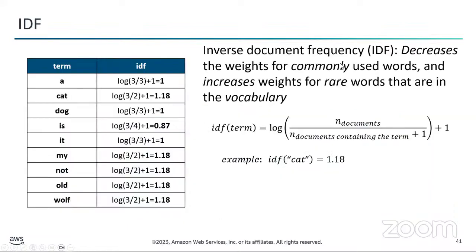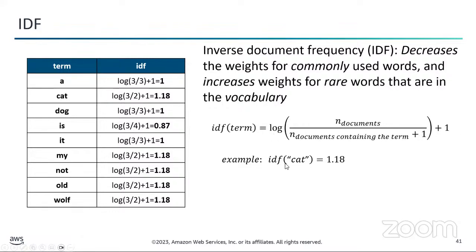Then it does the inverse document frequency, which decreases the weights for commonly used words, because the more commonly a word occurs, the less important it becomes. That's why we call it inverse document frequency, and it increases the weights for rare words that are in the vocabulary. So this is the mathematical formula to calculate the IDF of a word or term: the number of documents divided by the number of documents containing the term plus one, and then you take the log of that quotient and add one to it.